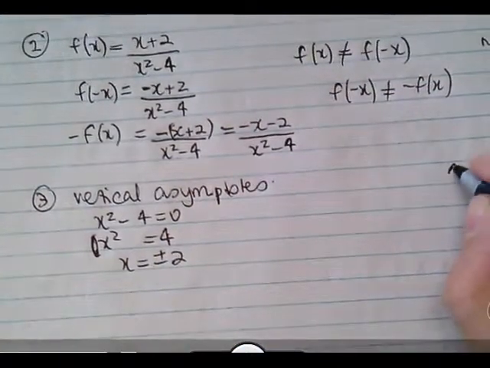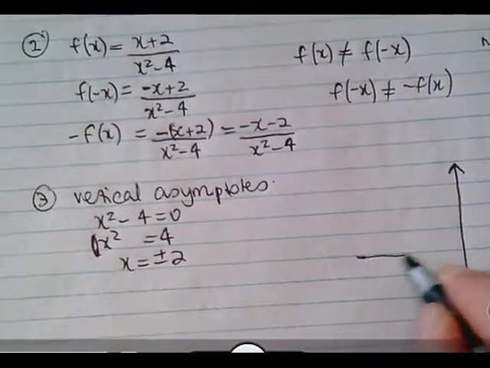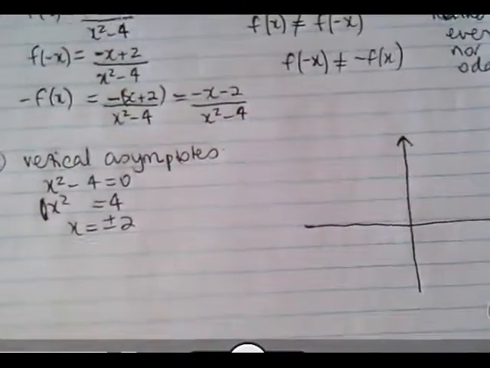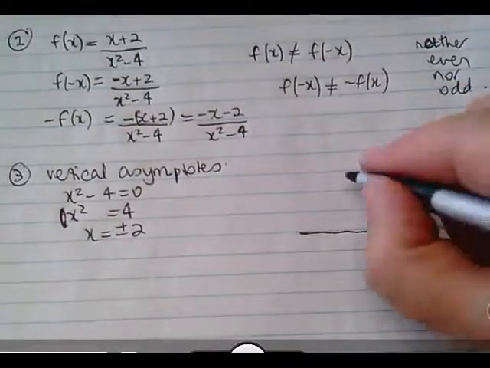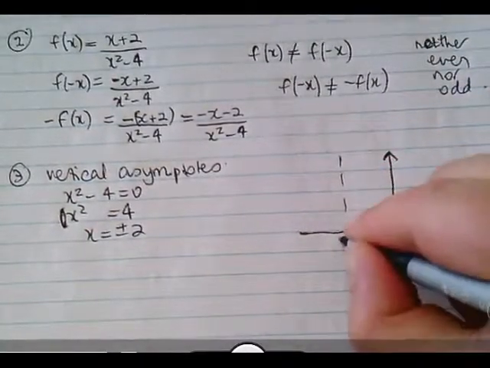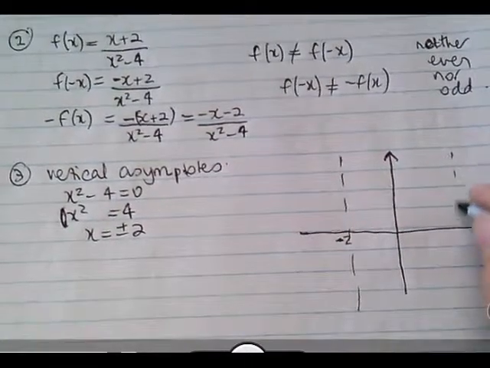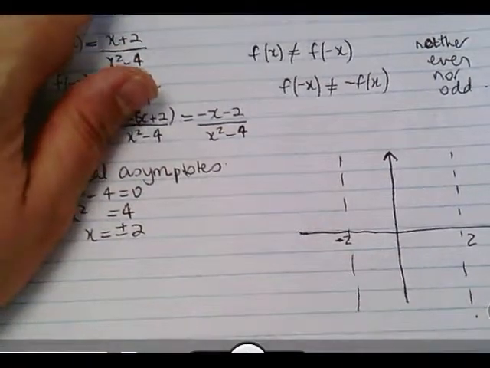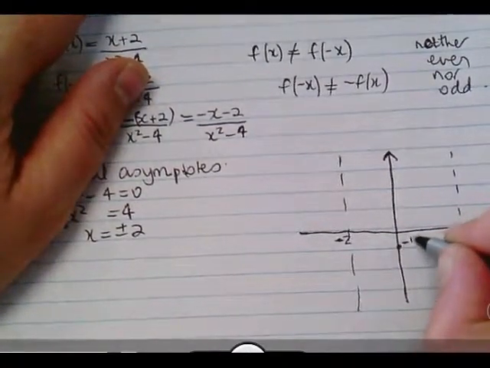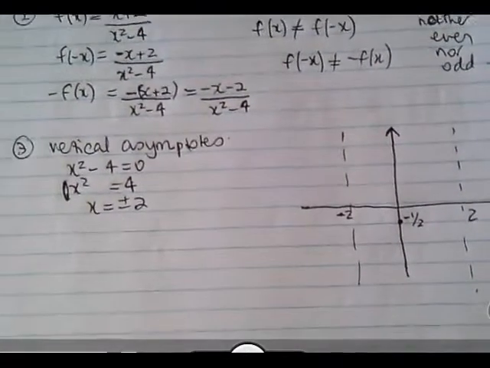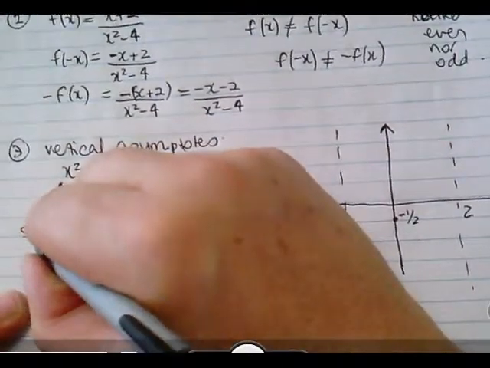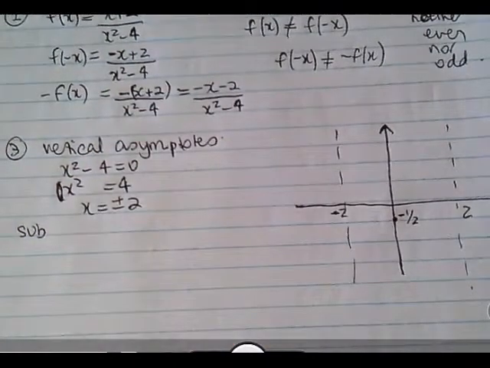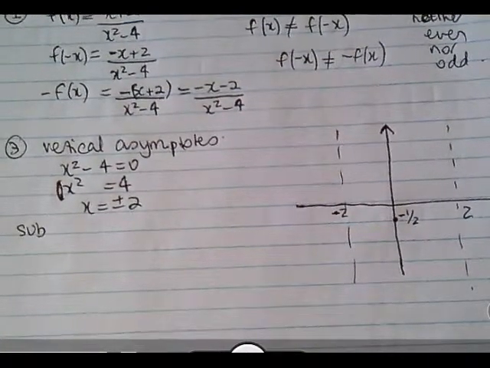So now we're going to have to start doing a bit of a sketch. We've got vertical asymptotes at positive 2 and negative 2, and I've got the y-intercept at negative a half. Let's start doing some substituting. Look, it's not even or odd. Don't think, great, I'll just do one side and draw in the other. You can't do that. There's no symmetry.